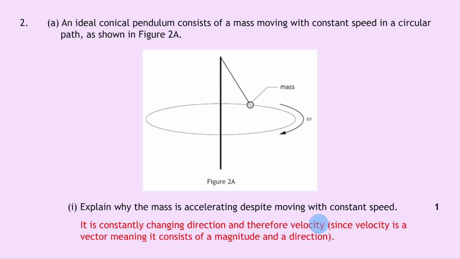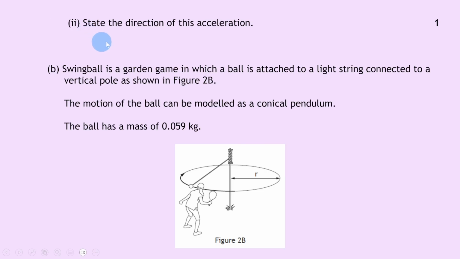And remember, acceleration is defined as the rate of change of velocity. So if velocity is changing, then that means there must be a non-zero acceleration. Part 2 says state the direction of this acceleration, and again this is worth 1 mark. Well, remember this is a centripetal acceleration, which means it's going to act towards the centre of the circular path.